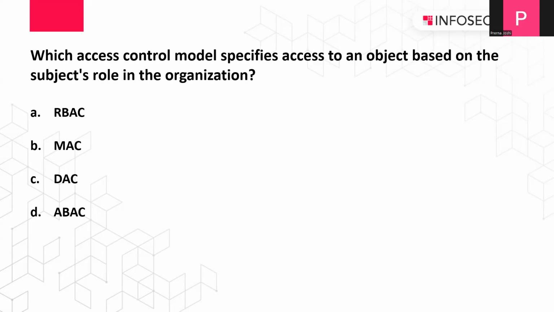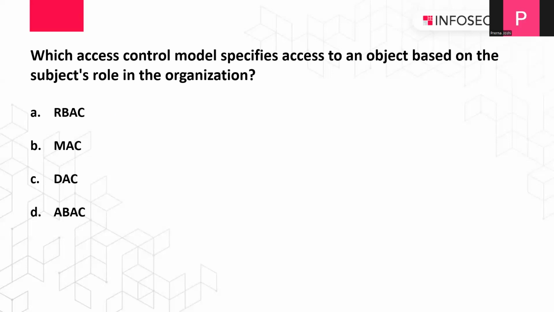And today we'll be discussing CC exam questions. So here we have the first question which says: which access control model specifies access to an object based on the subject's role in the organization? So when we talk about access control, this is a very important component of security because access control determines how resources are accessed and who has the permission to do so.